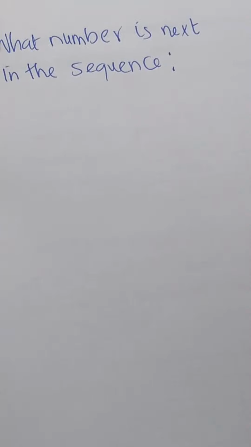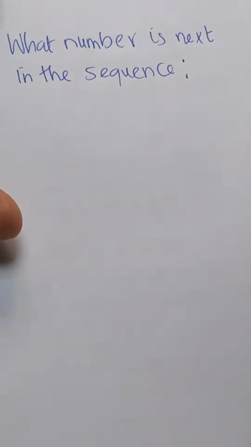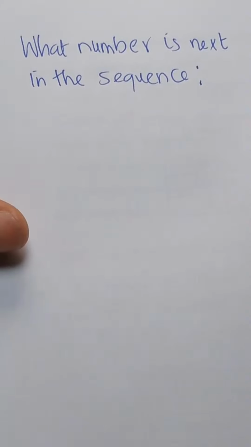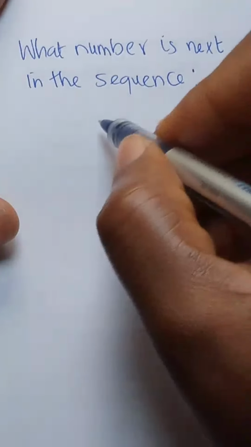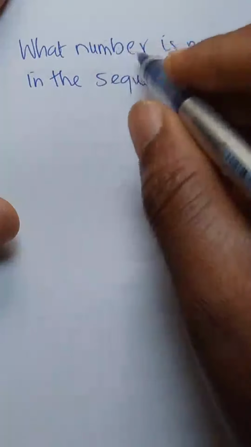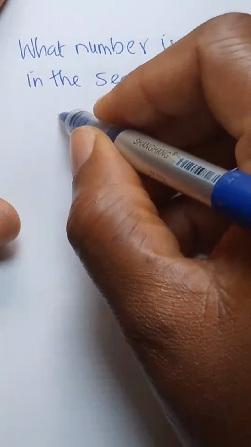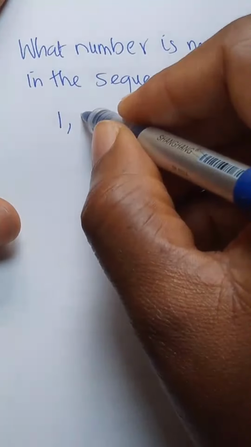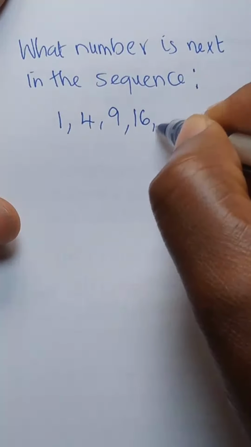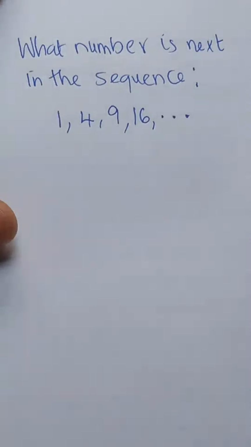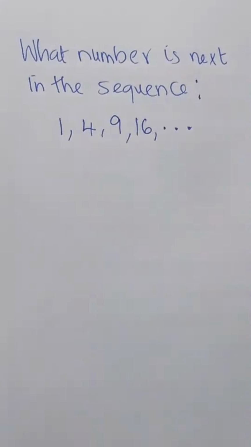Are you asking how is 0 the answer? Please, I don't understand your question, Samuel. Can you please explain better, okay? What number is next in the sequence? We have 1, we have 4, we have 9, we have 16. So what is the next number in this sequence?